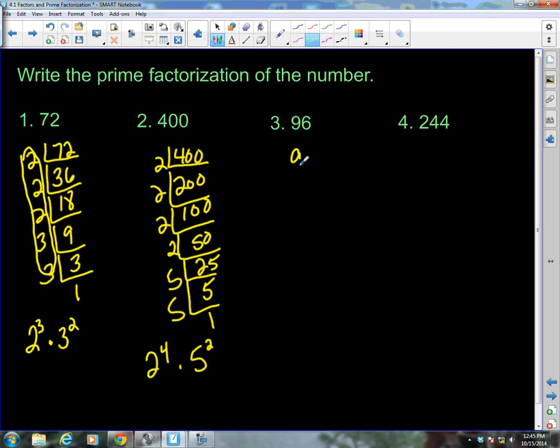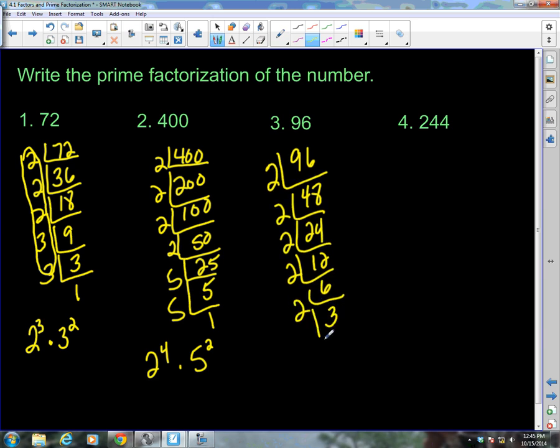Let's look at 96. 2 into 96. Okay, that's going to be 48. 2 into 48, 24. Keep going with 2 until it doesn't work anymore. 2 into 12, 6. 2 into 6, 3. 3 into 3, 1. How many 2's do I have? 1, 2, 3, 4, 5. 2 to the 5th times 3. Next one, 244.